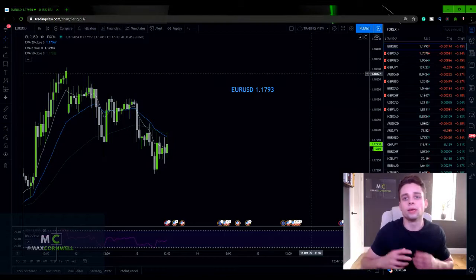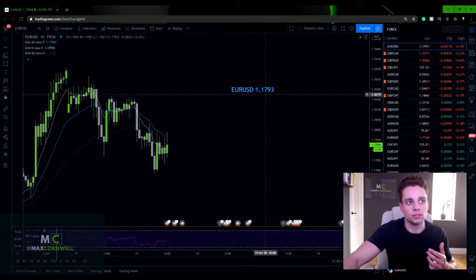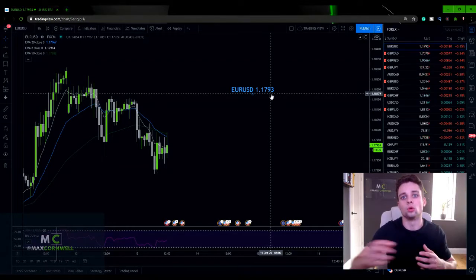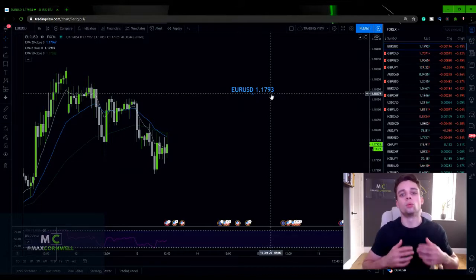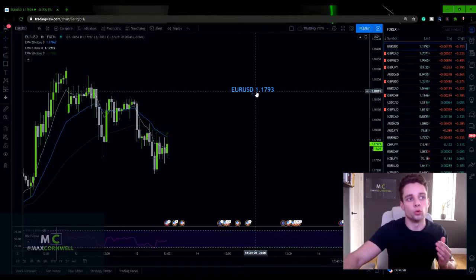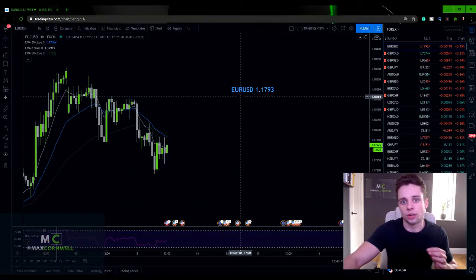Okay, and what a pip is, it's the smallest value that a currency pair can move. So the number 3, the last digit on this quote, is a pip. That is 1 pip, or 1 point. And what pip stands for? It stands for percentage in points, but you don't really need to know that. Just know that 1 pip is the 4th decimal point on most currency pairs, with the exception of the yen pairs, the Japanese yen.